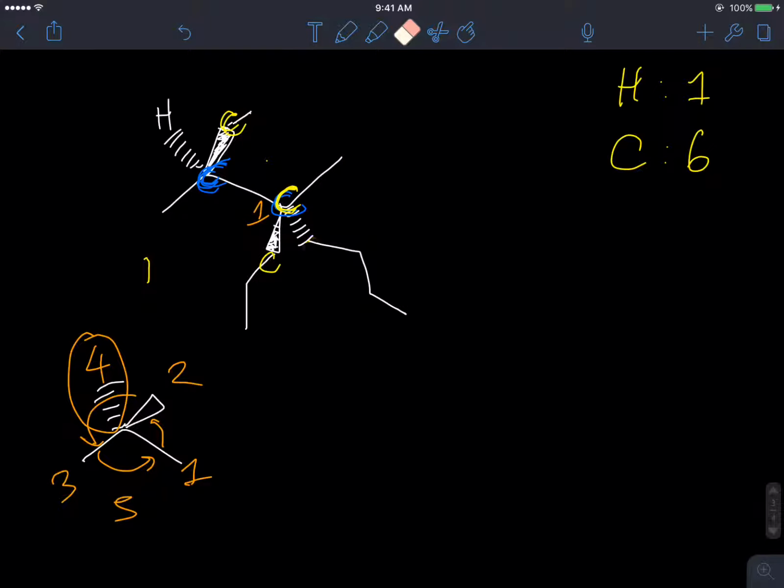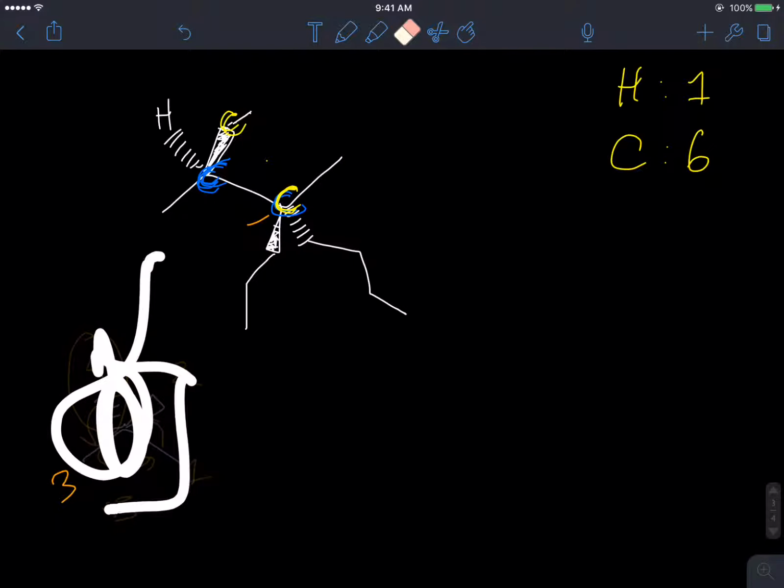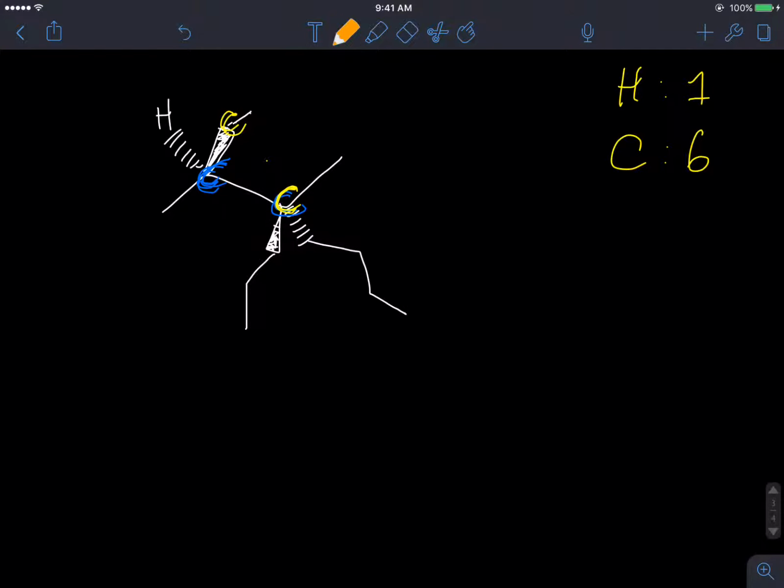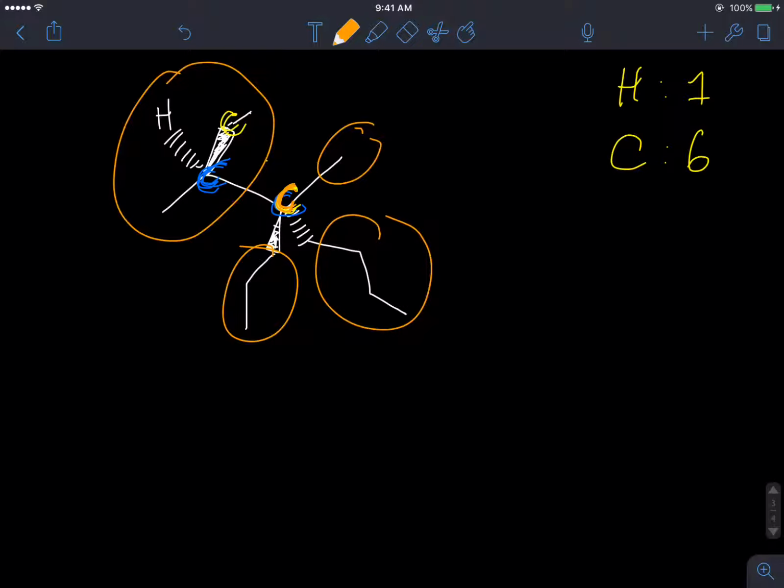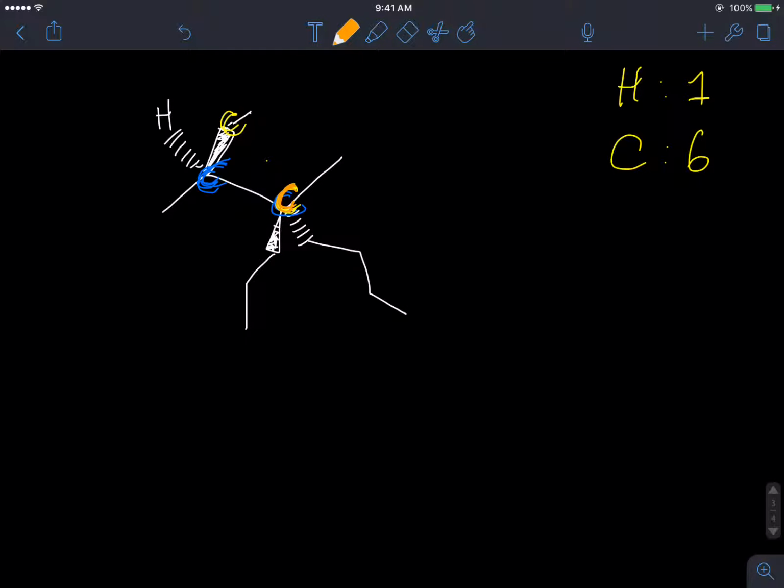Go to the next stereo center. Carbon right here: 1, 2, 3, and 4 substituents, right? 4 substituents is a stereo center. Now we look at the carbon right here. It connects to 3 hydrogen. Probably the last one. Carbon right here, and carbon right here. Look at the carbon right here first. It connects to 1 carbon, 2 carbon, and then a hydrogen.